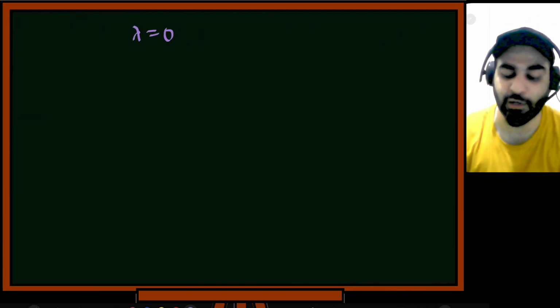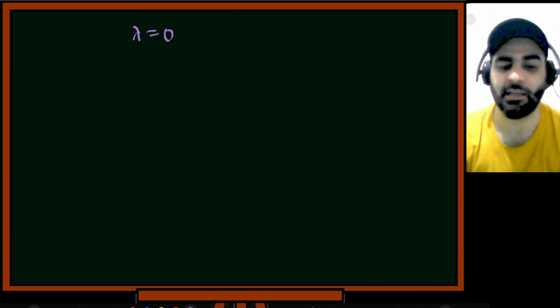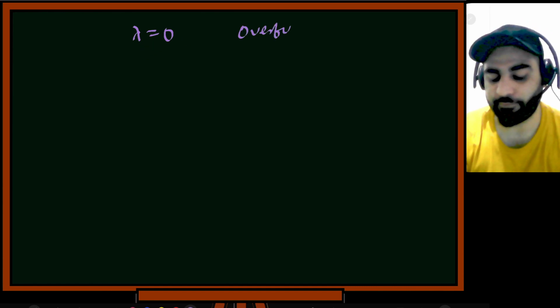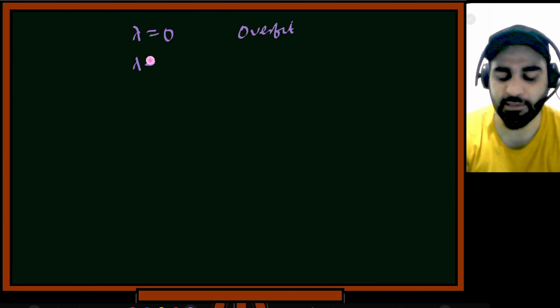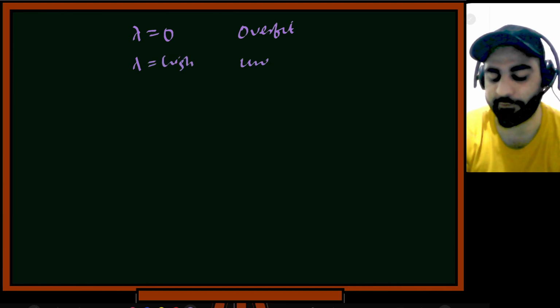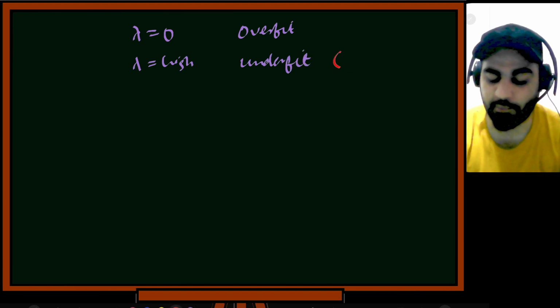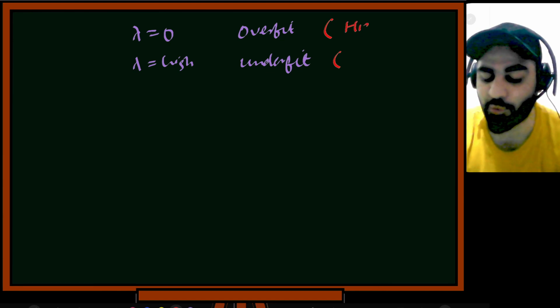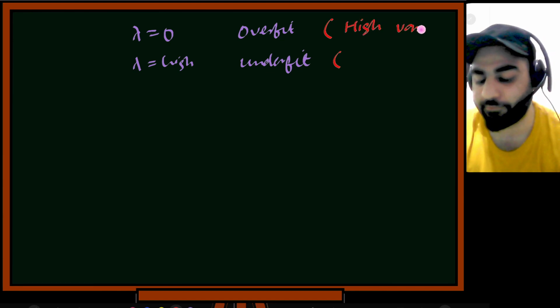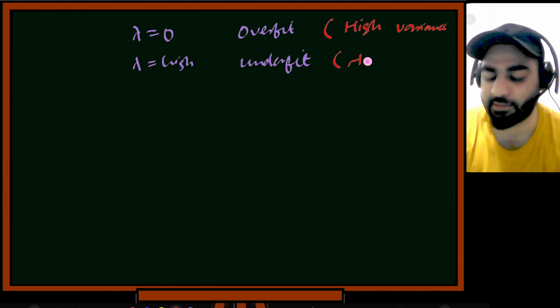Now you have to control this lambda. If this lambda is 0, it will overfit. If this lambda is very large, having a high value, it will underfit the model. By overfit I mean it is a high variance model, and we call the underfit model a high bias model.